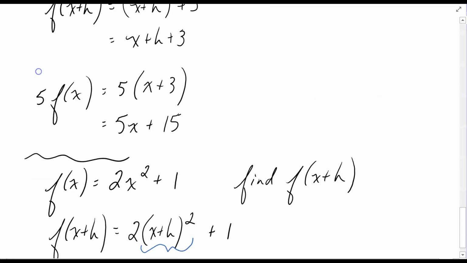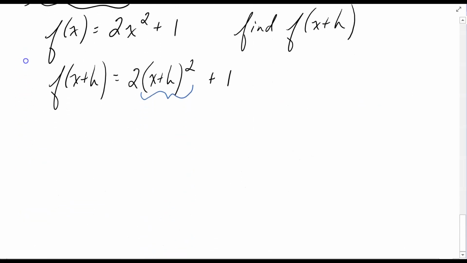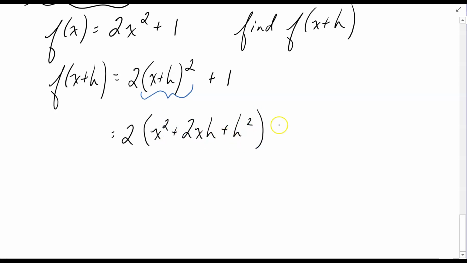I won't go through that part again, but you can review that part there. So that will be 2, and remember the squaring of x plus h is x squared plus 2xh plus h squared plus 1 on the end. Now remember that 2 is multiplied by each of those 3 terms. So 2x squared plus 4xh plus 2h squared plus 1, not multiplied by 2.